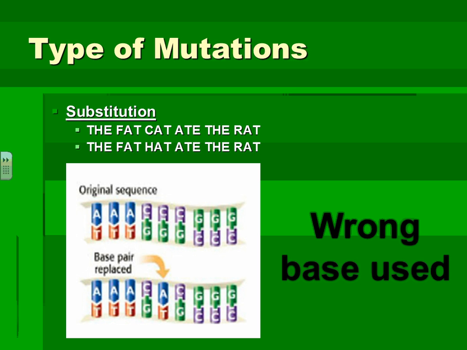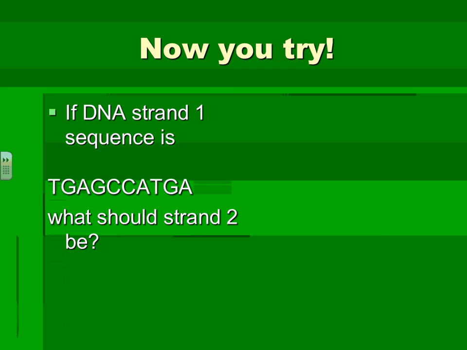All right? Now, remember DNA has to copy itself, so when it unzips apart, and one of the strands is TGAGCCATGA, the other strand should be ATCGGTACT. Why? Because it complements it. T only goes with A, G only goes with C. It complements it. So this is strand 1 and 2, right?